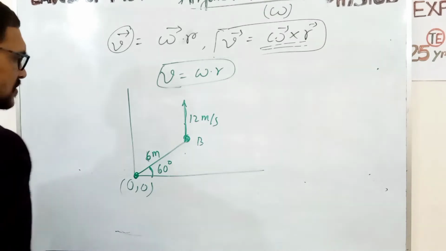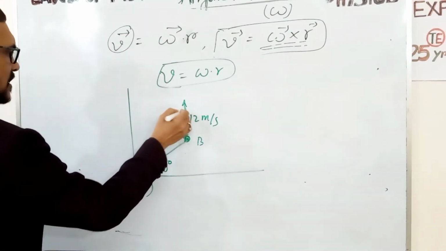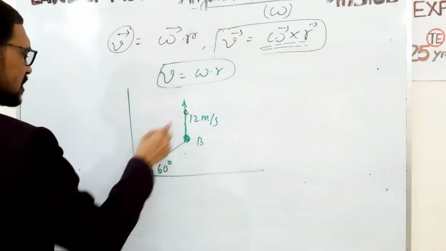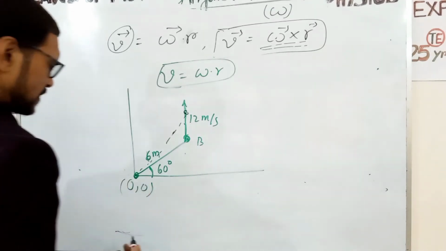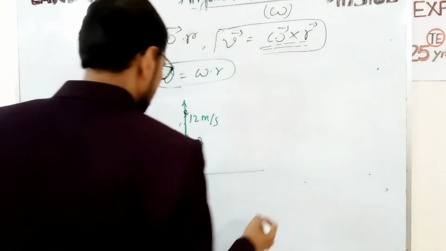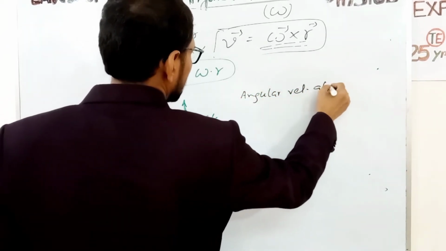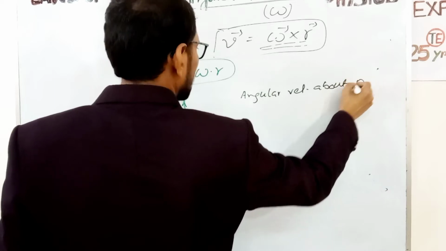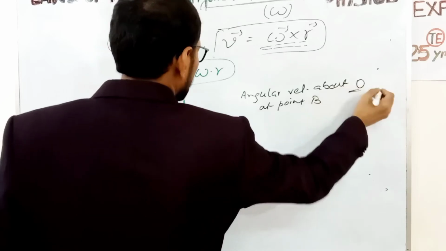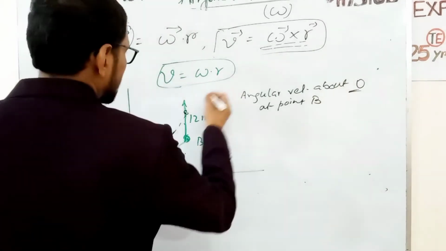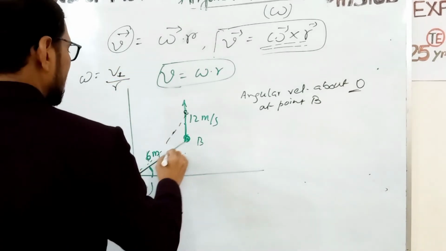but about the point O, there is the term angular velocity, because it makes an angle. When B is at this position, the angular position will change. So the term angular velocity about the point O will occur. What is the angular velocity of point B about O? The definition is omega equals v perpendicular divided by r. So here the distance r vector is this.